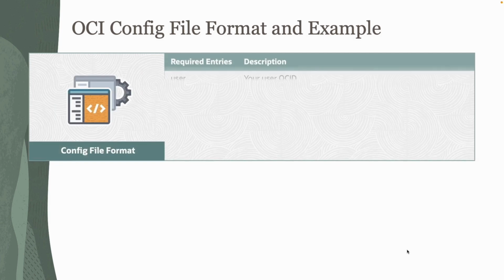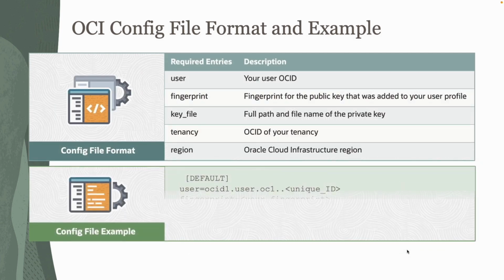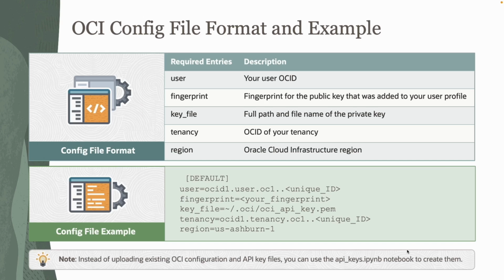Instead of uploading existing OCI configuration and API key files, you can use the API_keys notebook to create them. To launch the API_keys notebook, click Notebook Examples on the Jupyter Lab Launcher tab.